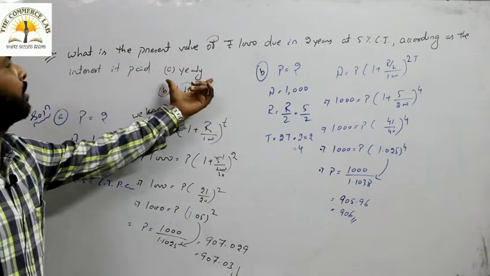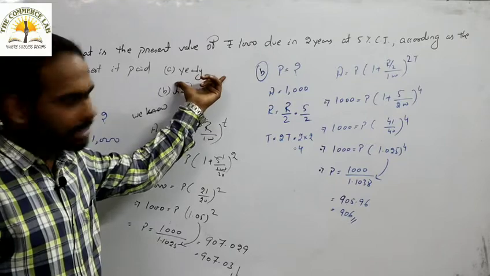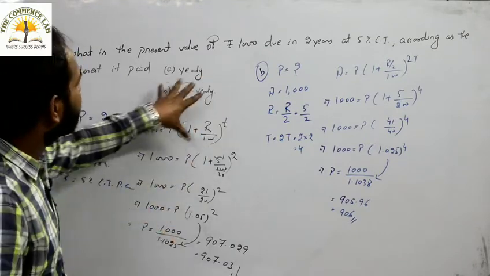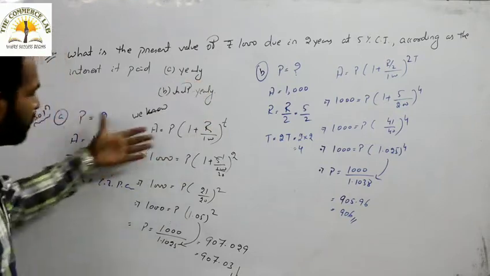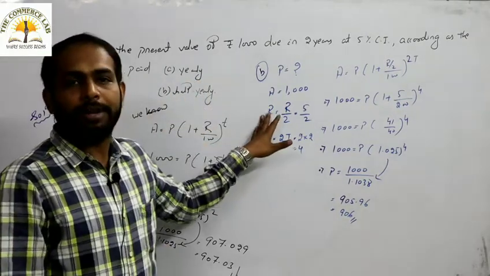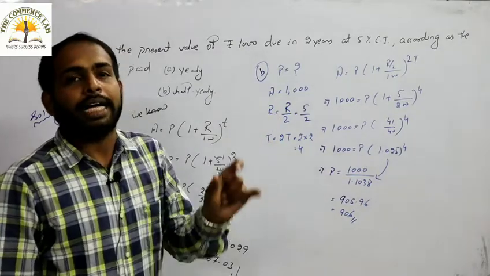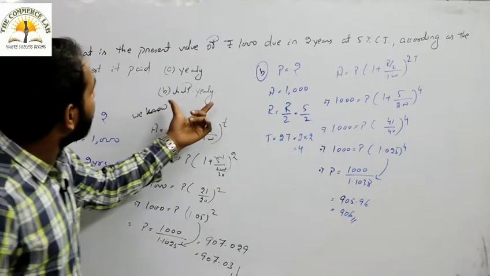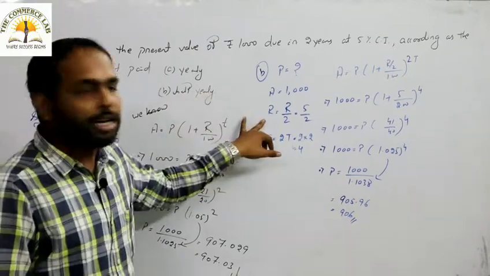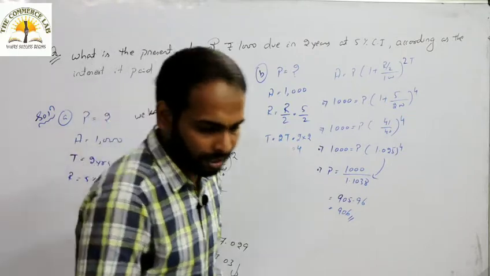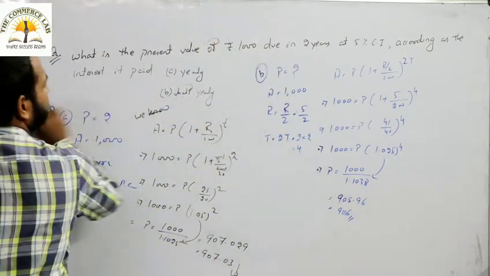So the question consists of two parts. First part is where interest is calculated on a yearly basis. Then the second part is where interest is calculated half yearly. When it is calculated on a yearly basis, then this is the process. But when it is calculated half yearly, then R becomes R by 2 and time becomes 2T. But when it is given quarterly, then R becomes R by 4, T becomes 4T. Okay, fine. Then come for the next part.